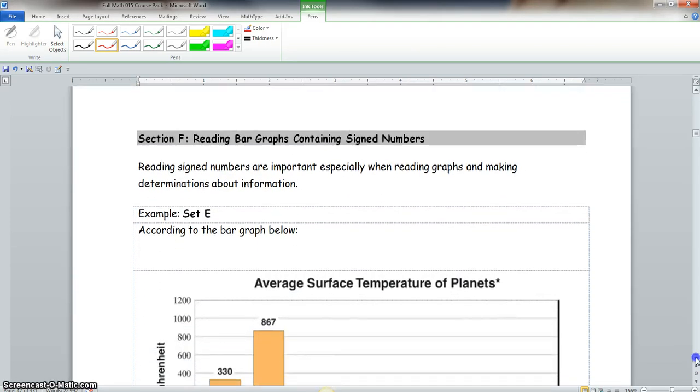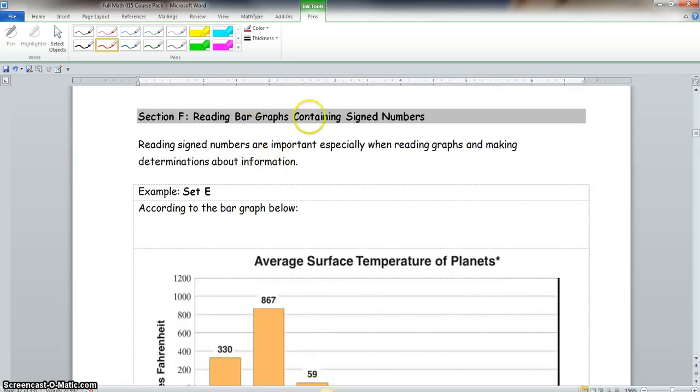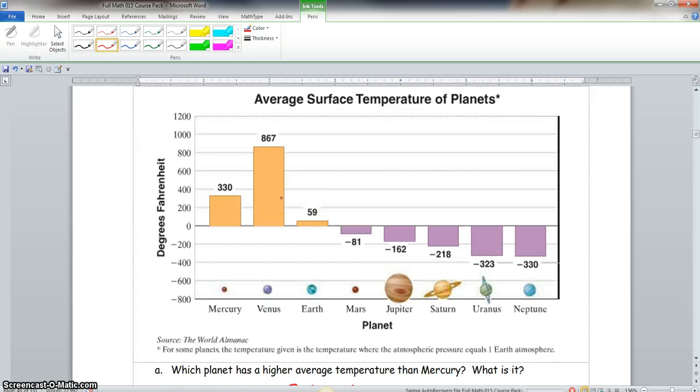Now we go here to section F. It said reading bar graphs containing signed numbers. Reading signed numbers is important, especially when reading graphs and making determinations about information. It says here, set E, according to the bar graph below. Okay, now we have our graph here, the average surface temperature of planets, and it's in degrees Fahrenheit.